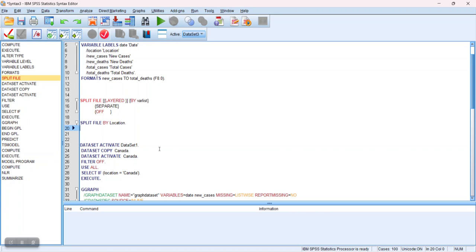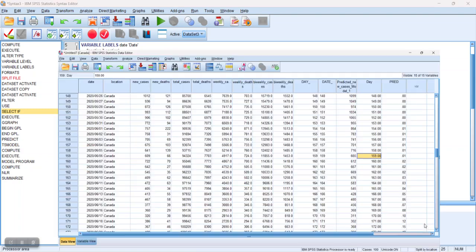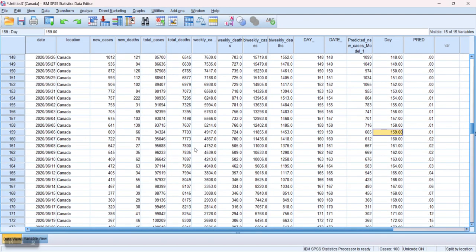So let's focus on a particular subset, which is Canada. We need to activate this data set first. So this is the code for the activation. You can also filter out all other locations just by changing this one, like United States, Japan, something like that. So let's go to our new data set, which only consists of the Canada cases here.